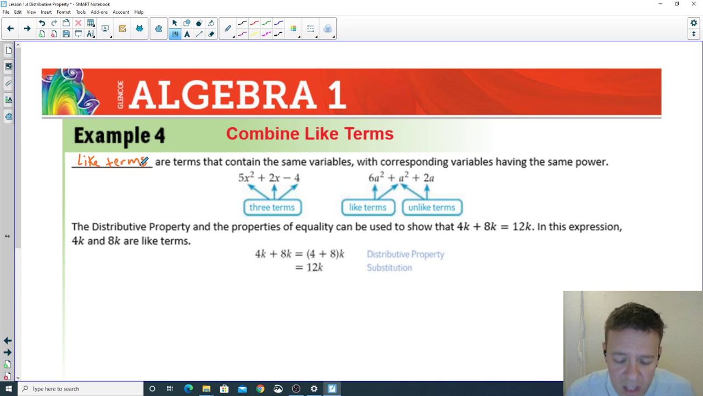Okay, so one of the things I want to make sure you guys understand is that here are three terms, right? This is 5x squared. That is not the same as 2x, and it is not the same as 4. Those are three different variations of a term. Now, here's what is the same term, a squared.